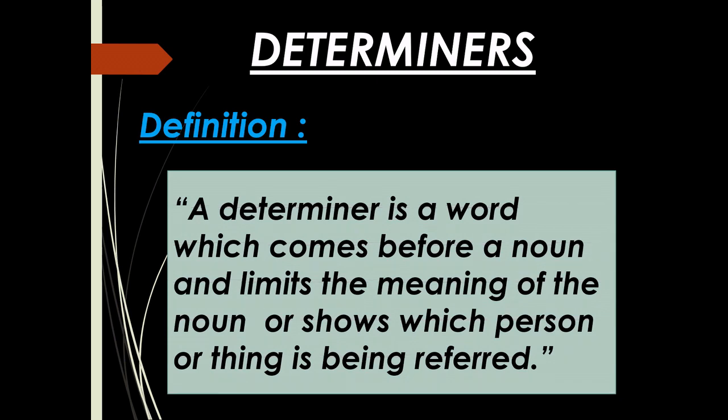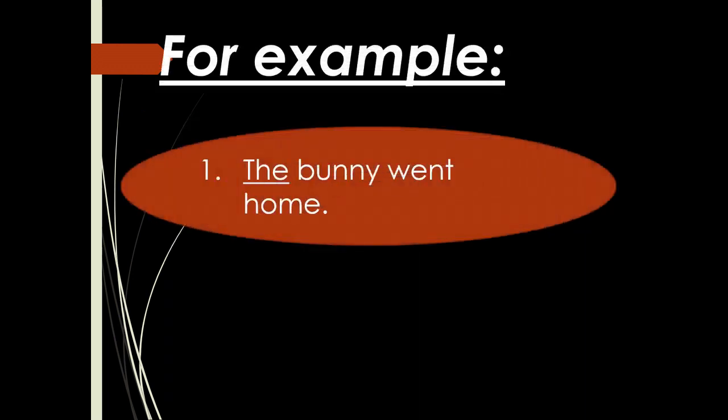A determiner is a word which comes before a noun. I repeat it again. A determiner is a word which comes before a noun and limits the meaning of the noun or shows which person or thing is being referred to. For example, the bunny went home. Here, bunny is a noun and the is a determiner. That is why the is used before the word bunny.